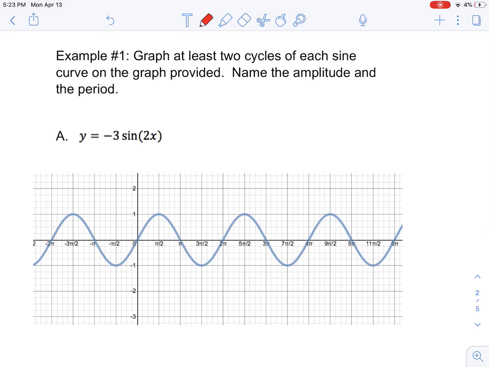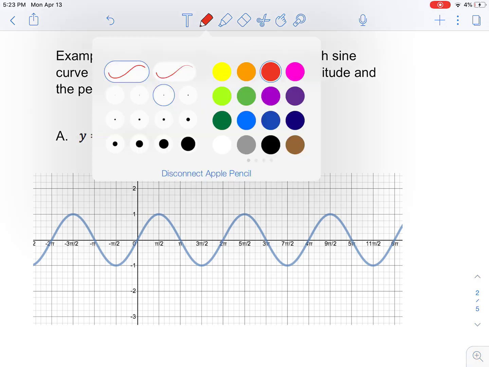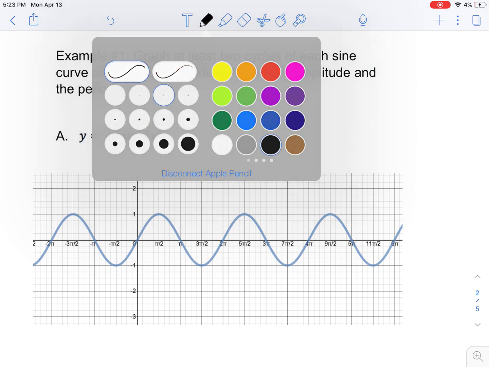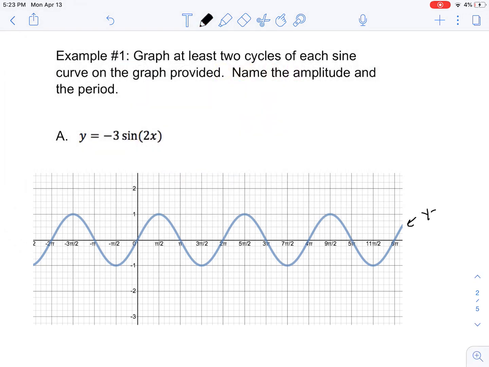Okay, so now we're going to graph. On this one, a couple things I want to take note on. This blue graph here is actually just the basic sine curve. This blue graph is just y equals sine of x. So it has an amplitude of 1 and a period of 2 pi. Our amplitude is equal to 1. Our period is equal to 2 pi.